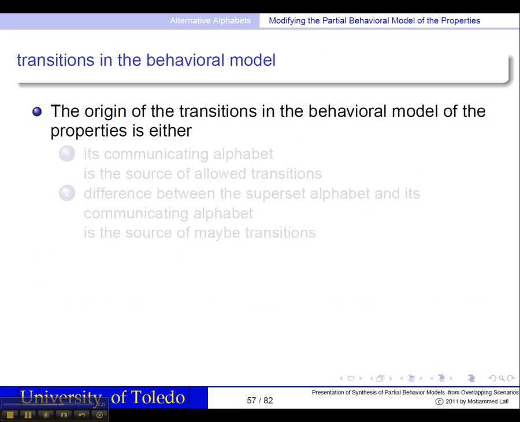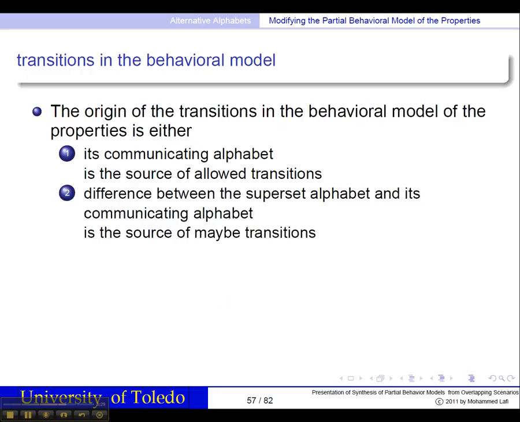Transition in the behavior model. The origin of a transition in the behavior model of properties is either its communicating alphabet, which is the source of allowed transitions, or the difference between the superset alphabet and the communicating alphabet. And this is the source of maybe transitions.